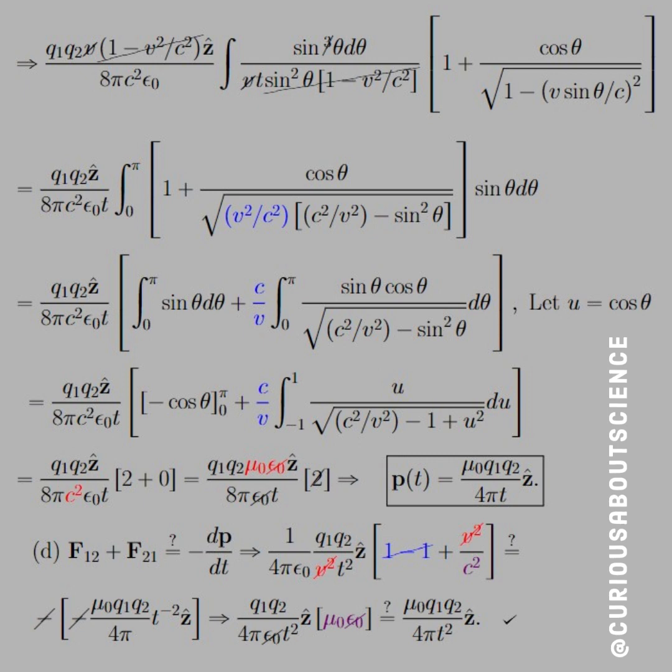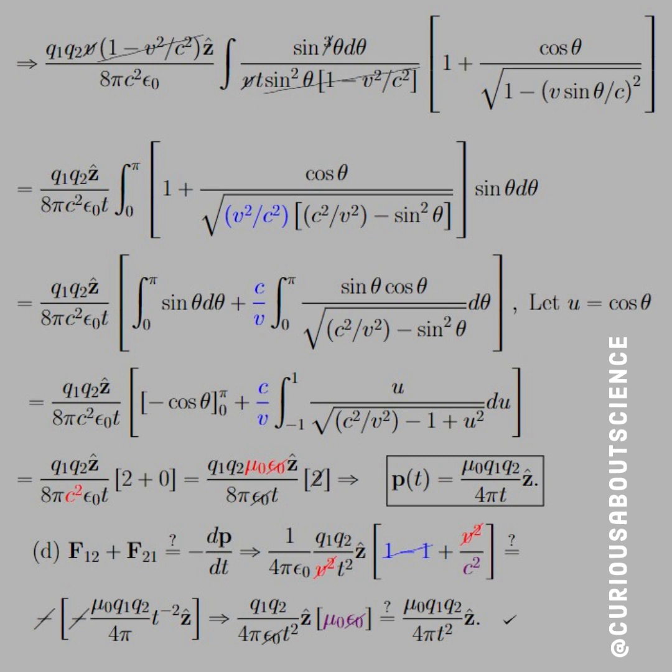Wow, what a mess. So does the sum of forces F12 plus F21 equal the rate of change of momentum? Well, let's apply it. Let's add up the forces here. If we do that, you see we get some cancellations of common factors. After the 1's cancel, the v's will cancel, and we're left with c squared.